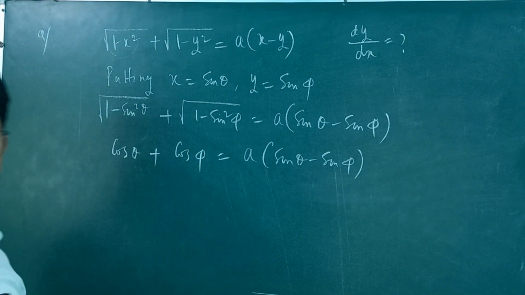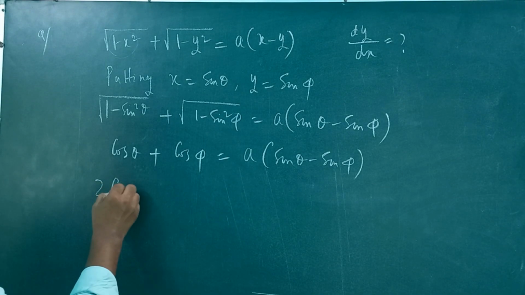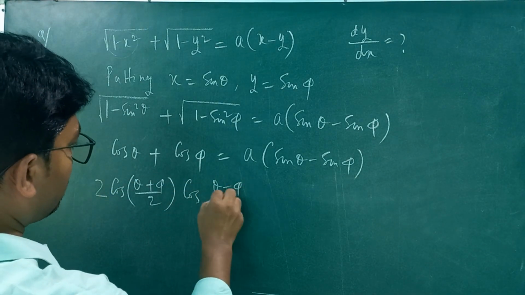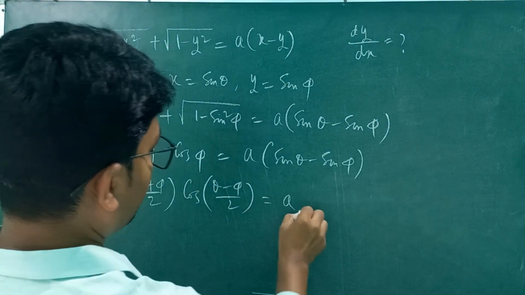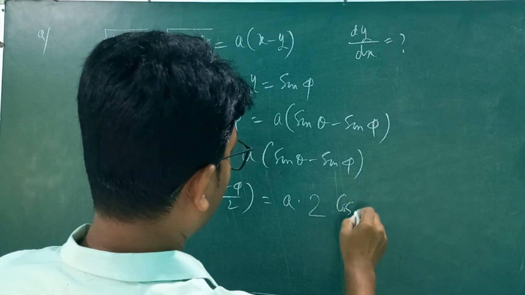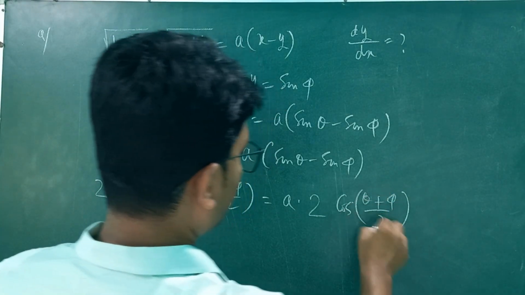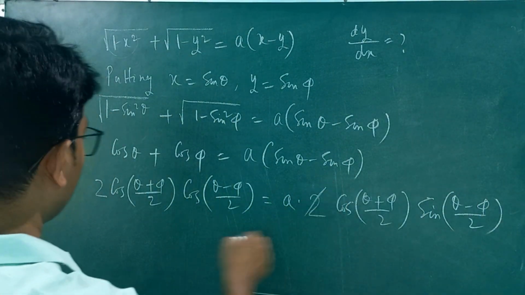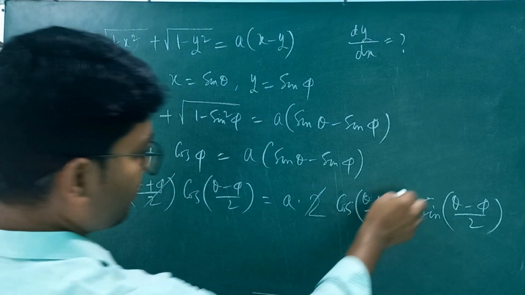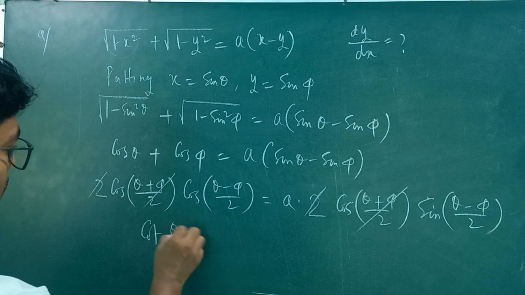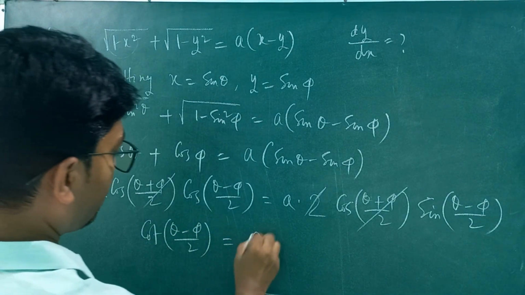Now cos c plus cos d, you know its formula: 2 cos((c plus d)/2) cos((c minus d)/2). And sin c minus sin d, its formula is 2 cos((c plus d)/2) sin((c minus d)/2). So the 2 cancels, this one also cancels. Now if you take this sin to the left hand side, cos by sin, that is cot, equal to a.